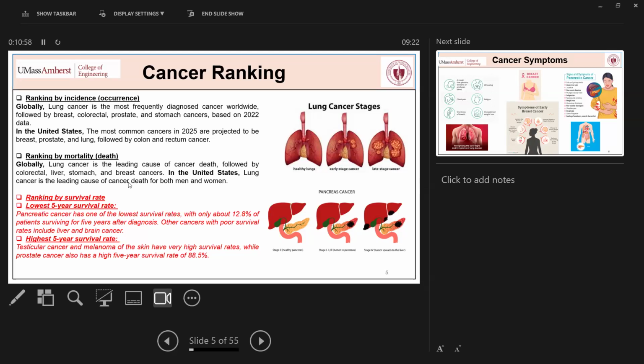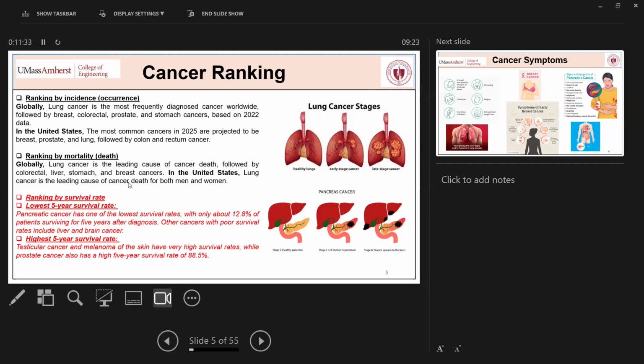And the third ranking is based on survival rate. The lowest 5-year survival rate, as I mentioned before, is for pancreatic cancer, with only about 12.8% of patients surviving 5 years after diagnosis. Other cancers with poor survival rates include liver and brain cancer. And for the highest 5-year survival rate, skin cancer or testicular cancer may have high survival rates, while prostate cancer also has a high survival rate of 88%.